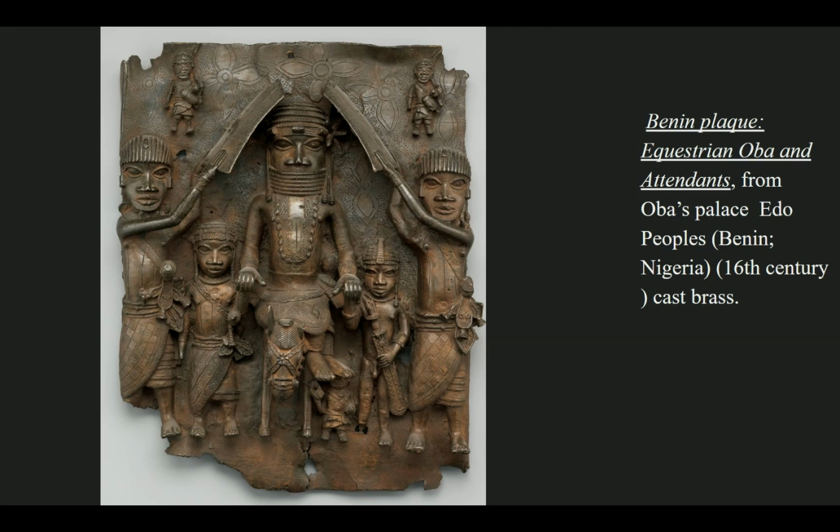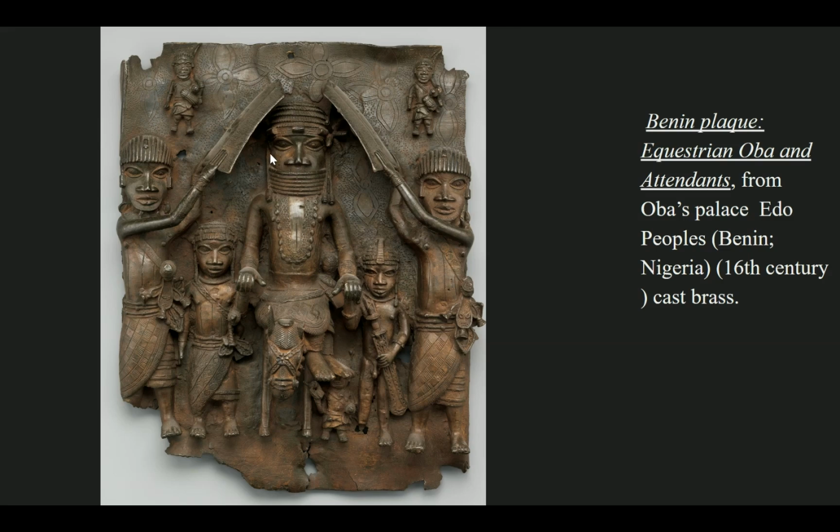So the composition tells us who's the most important. We have the king, the Oba, who is centrally placed. This is somewhat symmetrical on either side of him, but our attention is drawn to him. If we're analyzing line, then line is constantly used to draw our eyes back to the king, back to the Oba.